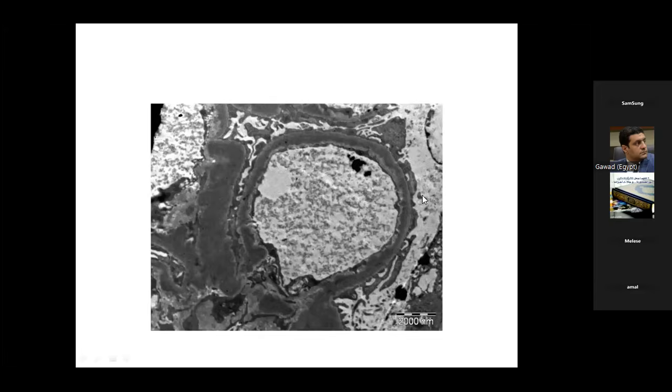With this electron dense transformation of the basement membrane. What is meant by transformation is that the glomerular basement membrane is transformed into this continuous deposit, and sometimes it's not that continuous. It could be like sausage-shaped deposits, which are of C3 deposits mainly.